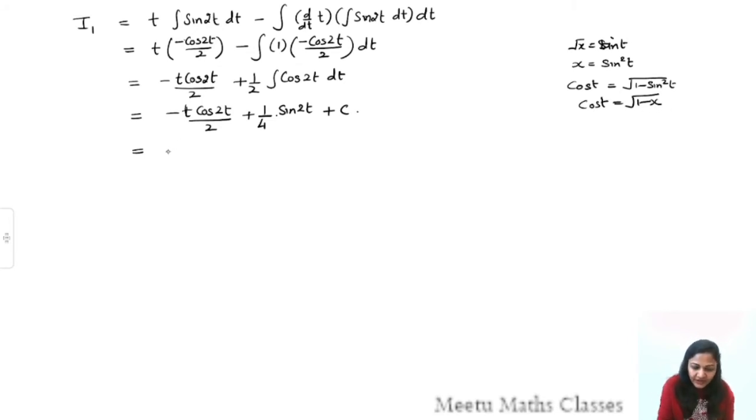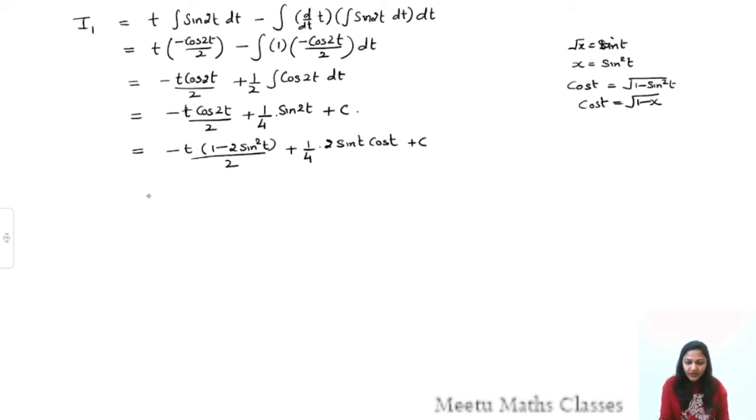Now we can do one thing. We can write cos 2t as 1 minus 2 sin square t, upon 2, plus here we can write sin 2t as 2 sin t cos t, plus c. Now put t. t is sin inverse of root x.